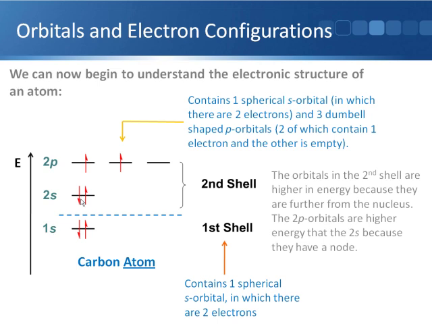And the reason for that is that the orbitals in the second shell are further away from the nucleus than the one in the 1s orbital, so therefore all of these are higher energy than this one. And then you can say that the p orbitals in the second shell are higher energy than the s orbital because each of these p orbitals has a node. And that's as much as we've gone into electron configuration diagrams, but we're going to explore that a lot more in the next lecture.